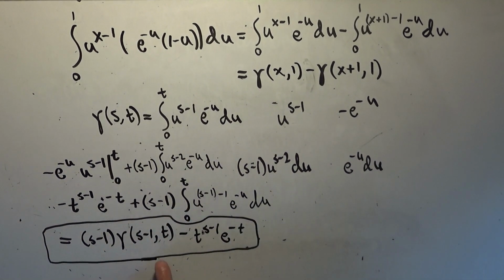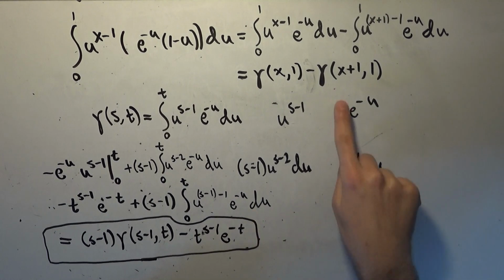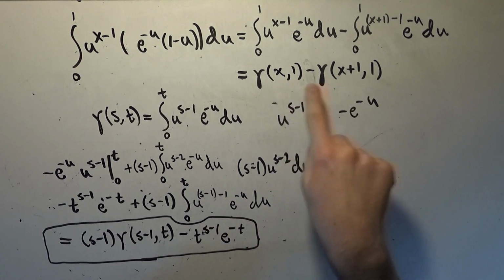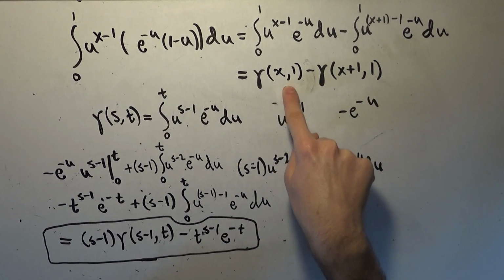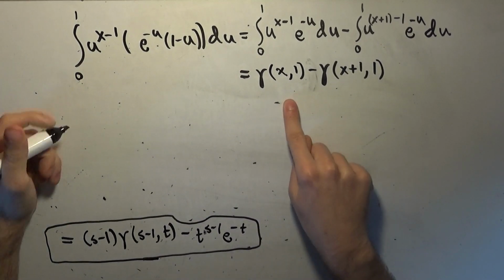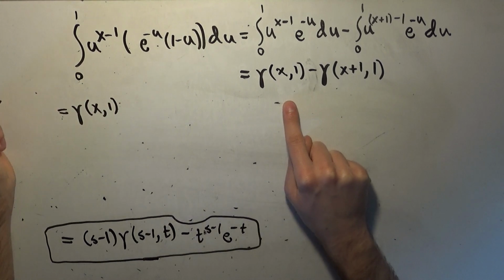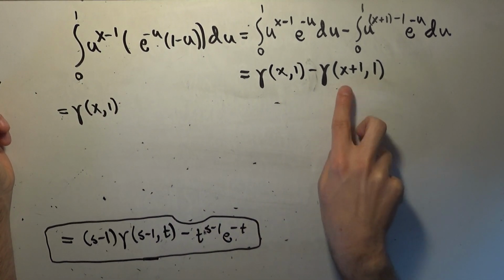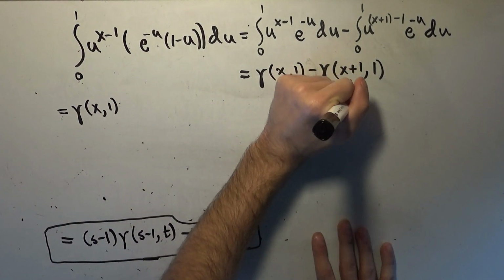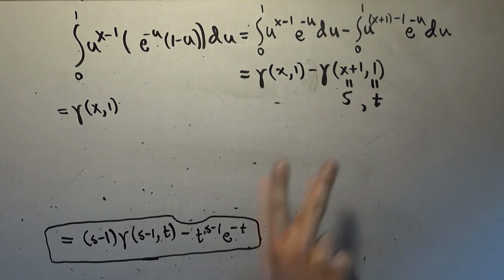And so because we can write little gamma of s comma t in terms of little gamma of s minus 1 comma t, we can write little gamma of x plus 1 comma 1 in terms of little gamma of x comma 1, simply by using this relationship right here. So let's do that now. All we're going to do is rewrite this. We're going to keep the first one the same, so we have little gamma of x comma 1. But now let's plug in these two things. This will be our s, and this will be our t. And so we're just plugging these things into here.